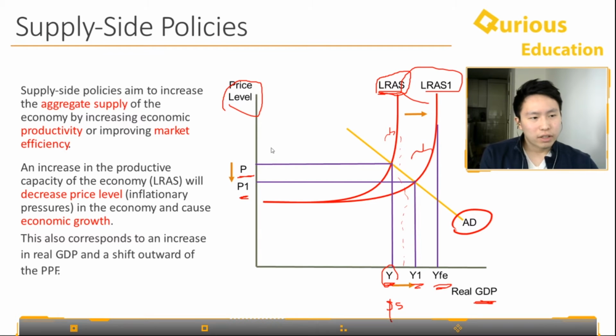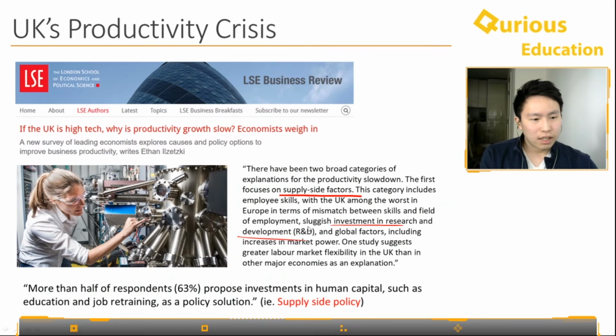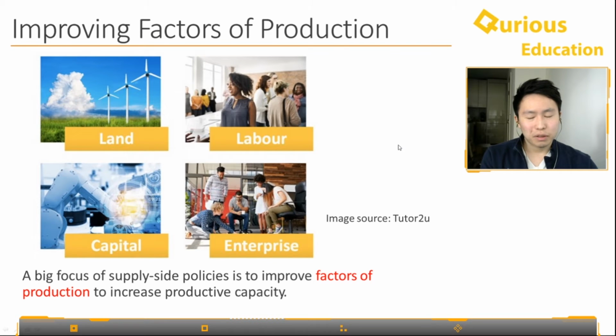Okay, so if we go back here, in general we can see in this particular post, for the UK's productivity crisis, most of the economists in this particular event or panel propose investments in human capital, like retraining and education, basically as a type of supply side policy in order to help solve the UK's productivity crisis. One big focus of supply side policies is to improve the factors of production, as we discussed.